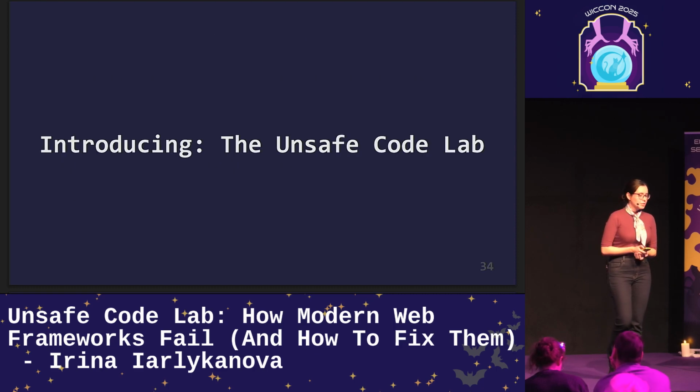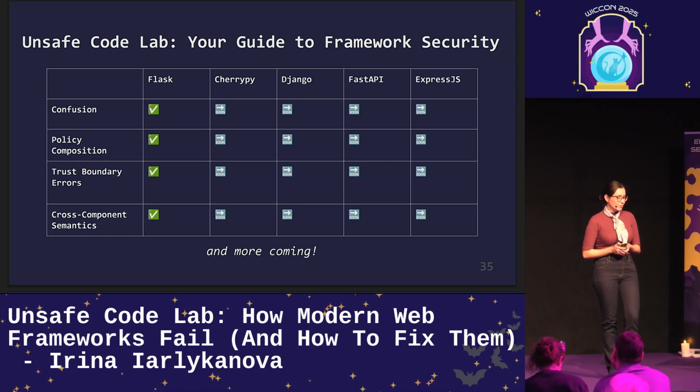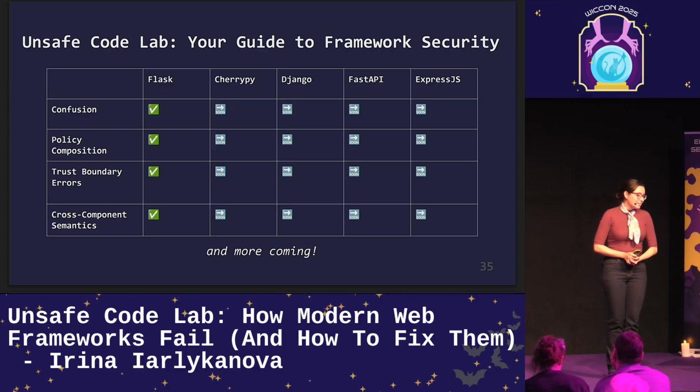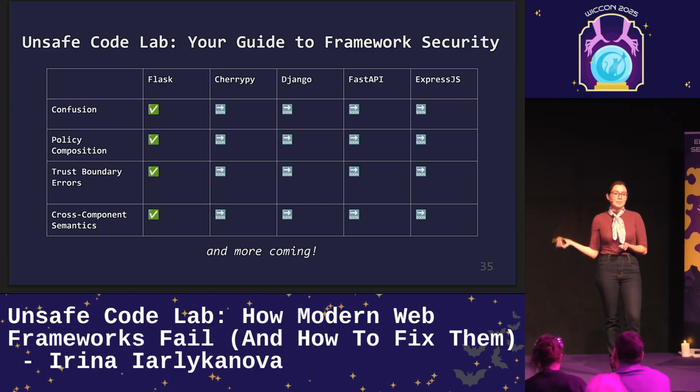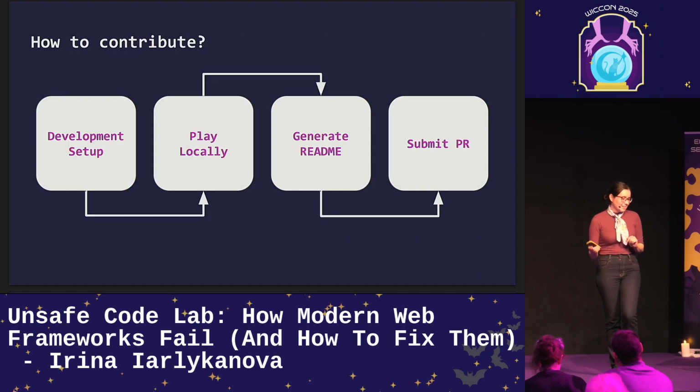So I just want to summarize the Unsafe Code Lab. What is it? It is a corpus of vulnerable code that is present among many frameworks. Today is the release of our project, and we've already covered some implementations in Flask, CherryPy, Django, FastAPI, Express.js, and even more frameworks are coming, and we actually need your help to do that.